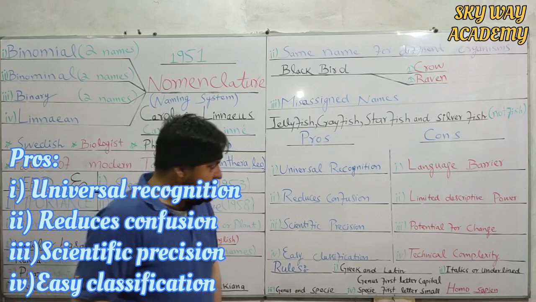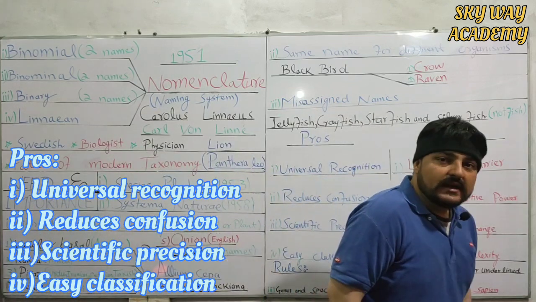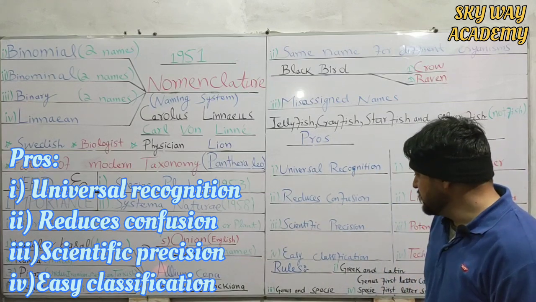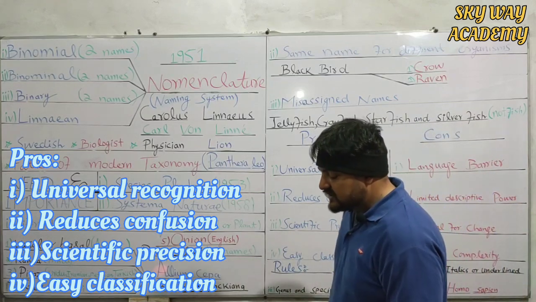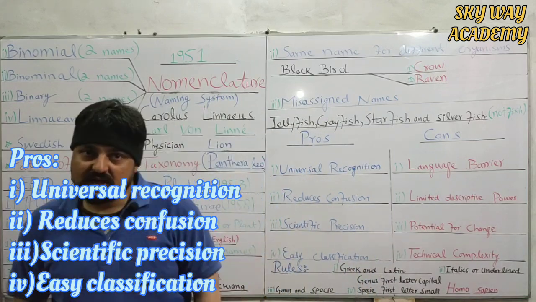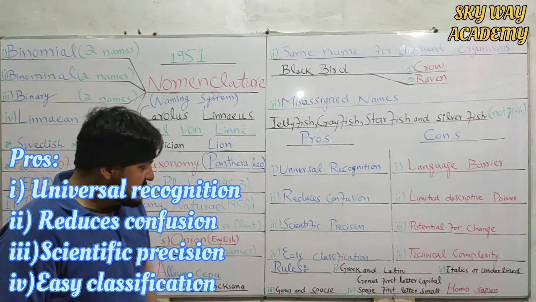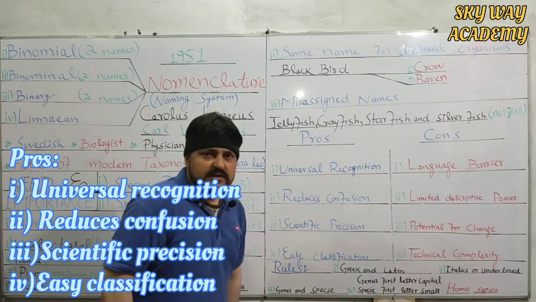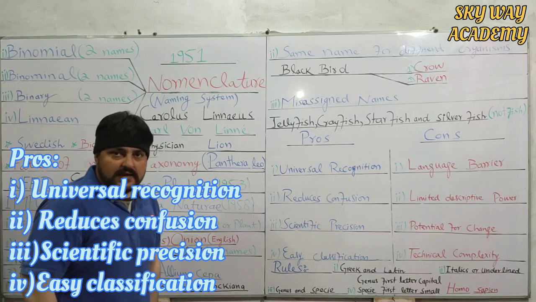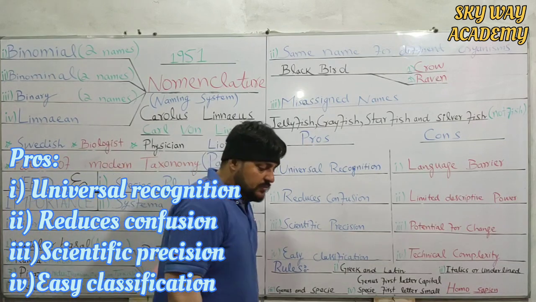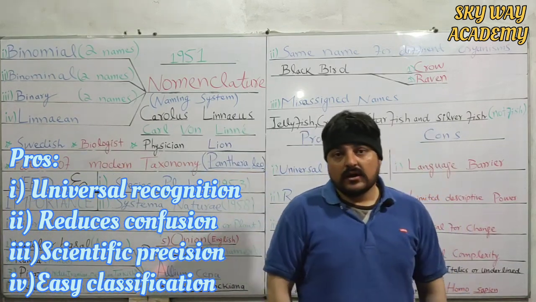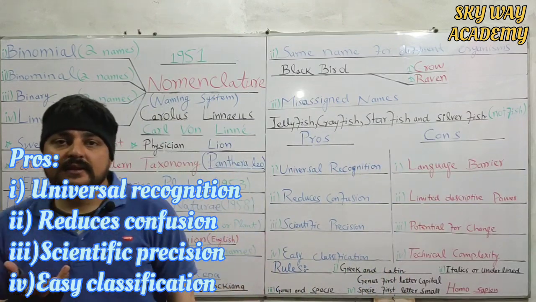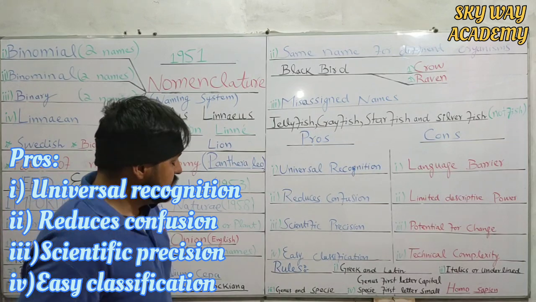The third reason is scientific precision. It's similar to what we discussed in the second one. They can now precisely gather data about an organism and species, and they can clearly differentiate it from other species. They can research it, collect data about it, and chart it. The fourth reason is easy classification. They can now classify organisms into different groups, identify different species, and give a new name if they find a new species.